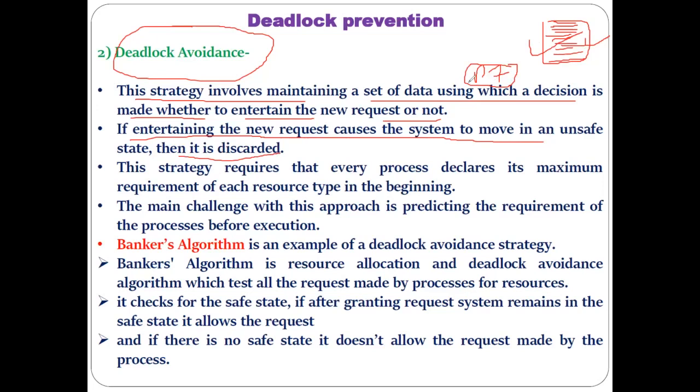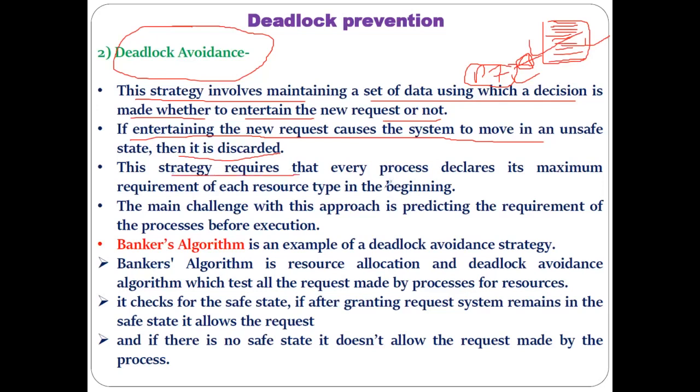So by allocating the resource to this P7, it is first checked. What is checked? If you allocate the resource to P7, whether the system is going to deadlock. If so, then those resources will not be allotted to P7. So these things will be checked first, and then the resources will finally be allocated.